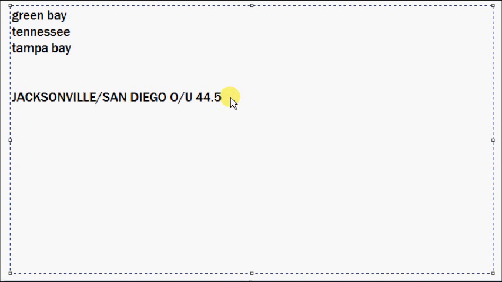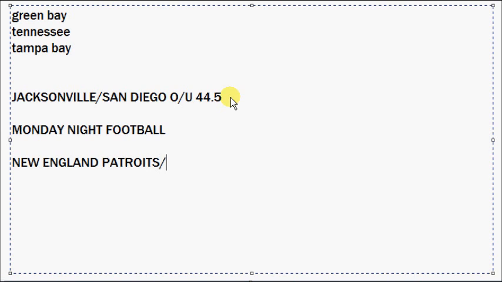This game gets going today at 4:05 p.m. Eastern Time. Monday Night Football: the game there is the New England Patriots and the Kansas City Chiefs. The over-under for this game is 46 points, and I'm playing the under on the total. And this is an amazing play again, and here's the reason why.